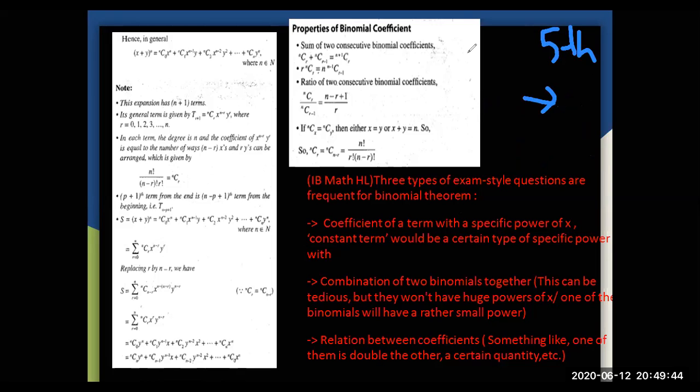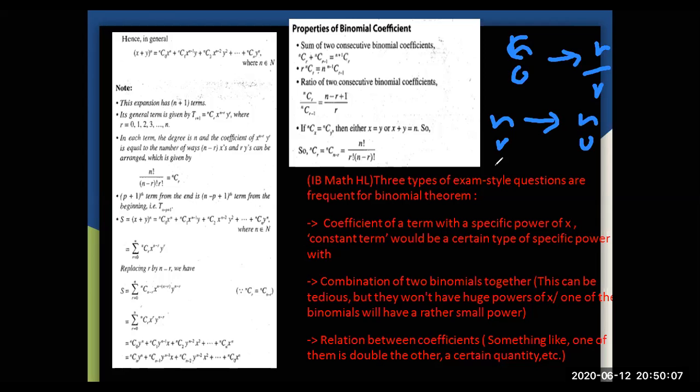And properties of binomial coefficients. So it's basically the combination notation itself, and it is symmetric. It doesn't matter if you start from nC0 to nCr, or from nCr to nC0. And next slide.